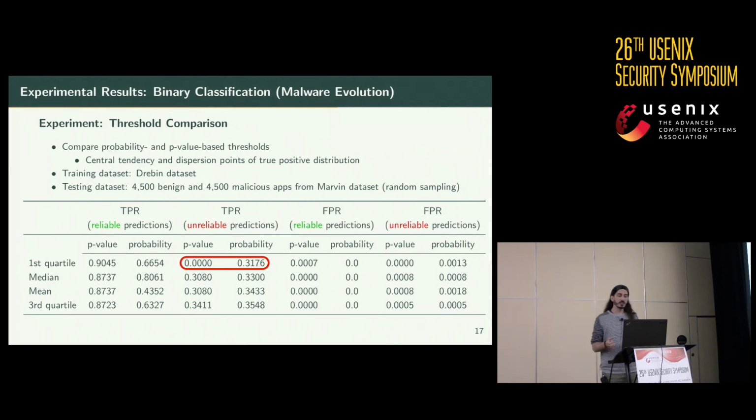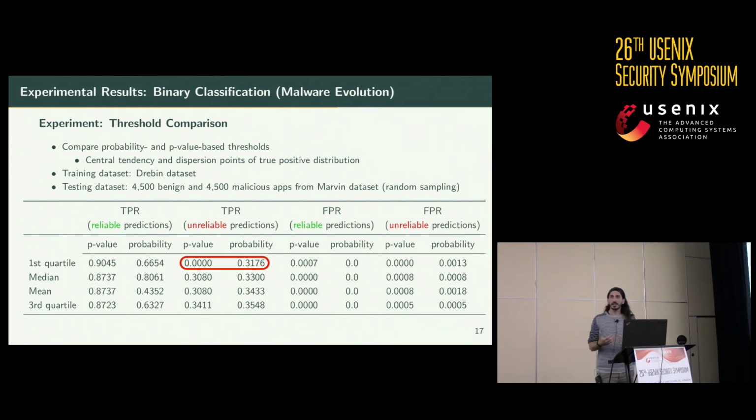Another important point is the performance for the elements that are marked as unreliable. Again, in this case, when we use conformal evaluator p-values, the predictions are 0, and the true positive rate is 0. And when we use a probability approach, the true positive rate is 0.31%. So again, this shows that the p-values are better suited.